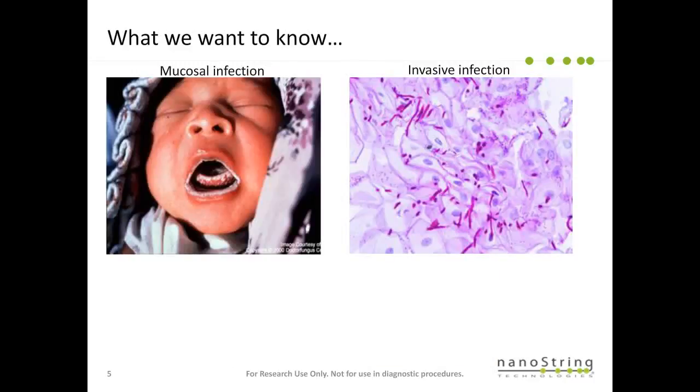However, what we really want to know, or needed to know, is what does the pathogen do during a real-life infection. This could be mucosal infection, like a thrush, or a more severe invasive infection when the pathogen actually invades internal organs like a kidney, liver, spleen, and then makes colonies inside of those organs, which is actually deadly.